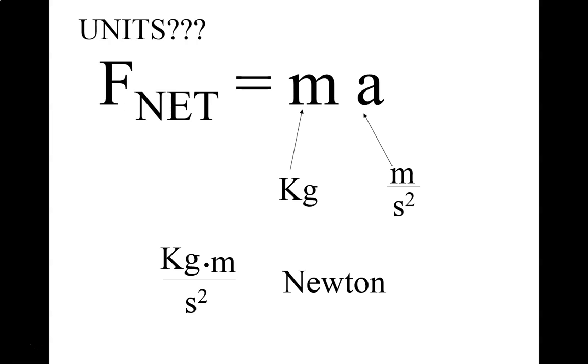So it's a relationship. The units on it would again be mass, which would be kilograms, times acceleration, which is meters per second squared, and we would get kilogram meter per second squared, also known as a Newton.